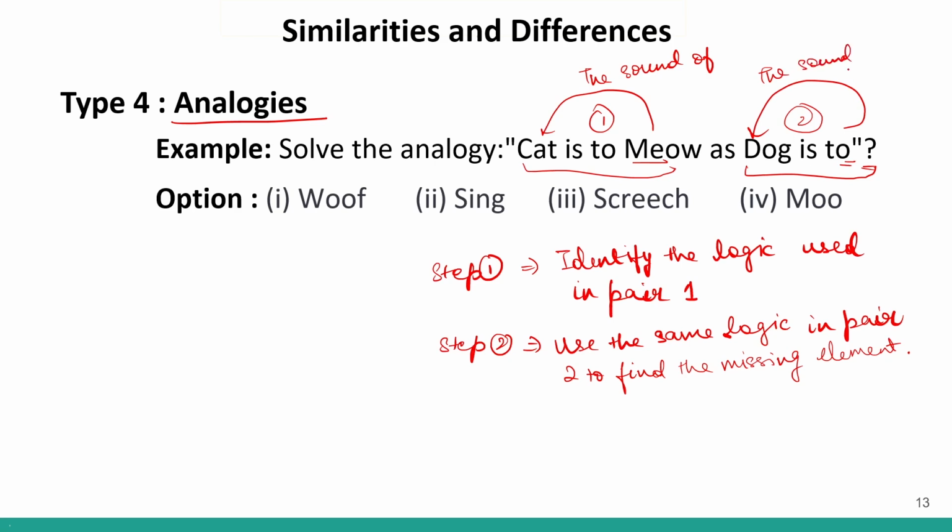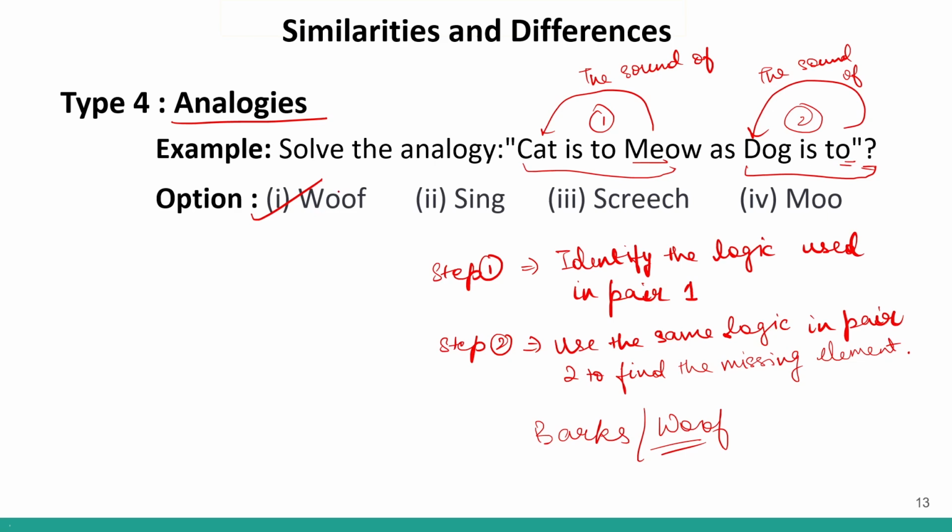To complete the analogy, we have to find a missing element, which is the sound of dog. Now, what sound does a dog make? A dog barks. Do we see barking? No. The other word for barking is also woofing. So a dog woofs as well, right? So the answer will be option number 1, woof.